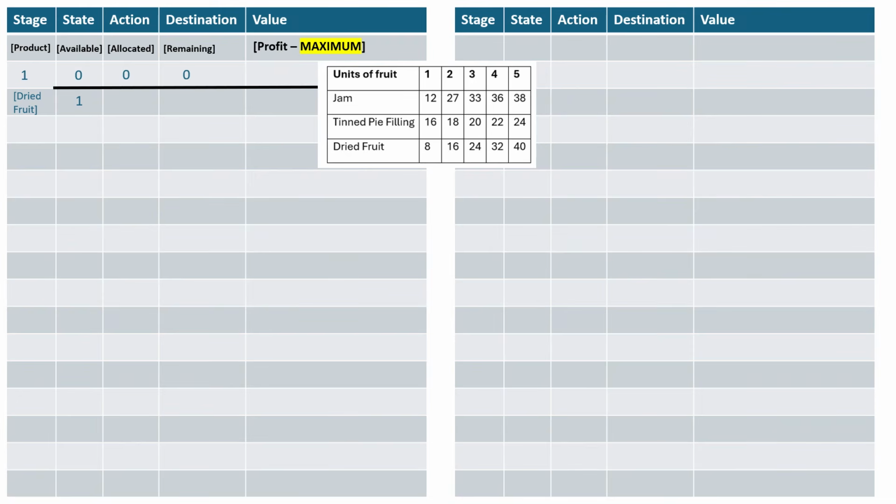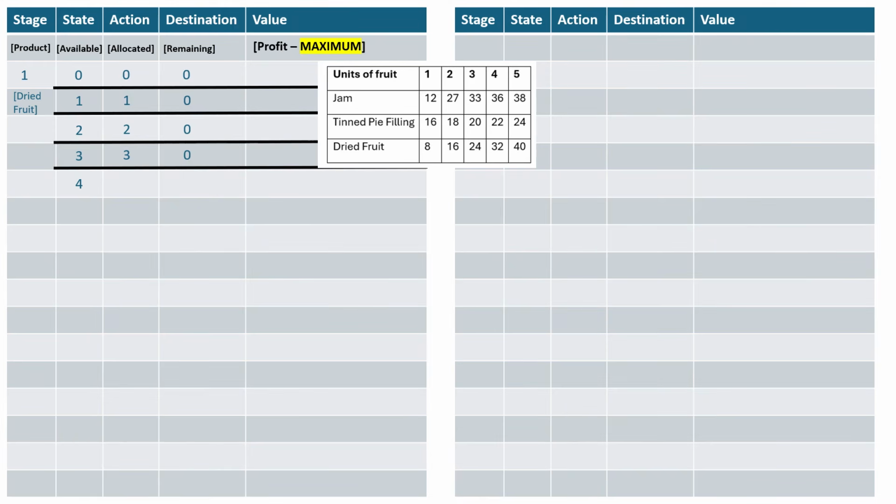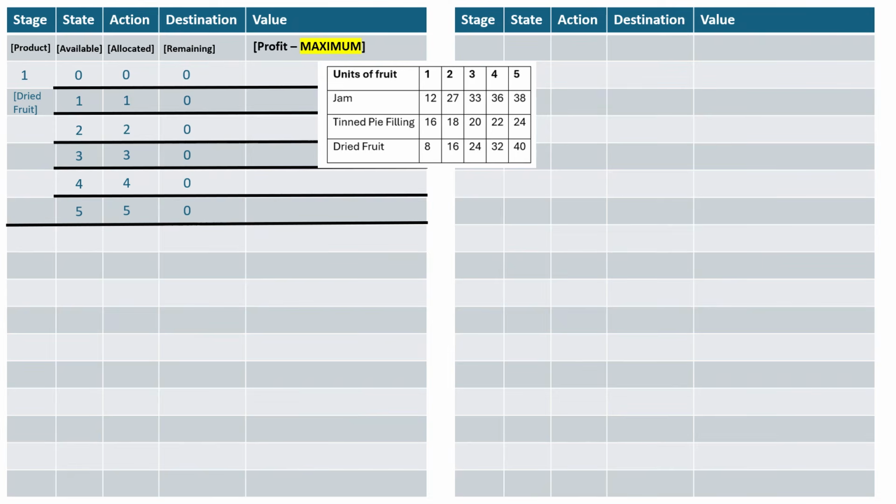Another option will be that we have 1 left. But here's the thing, if I have 1 available at the end, I have to allocate it. So basically within stage 1, our destination has to be 0 for every single one of these. So that makes it a little bit quicker to work through. I could, in theory, have up to all 5 units left. These darker lines, remember, show us each of the states, and within each of the states, we need to pick an optimal value when we get to the value part. So this is our breakdown of our first product.